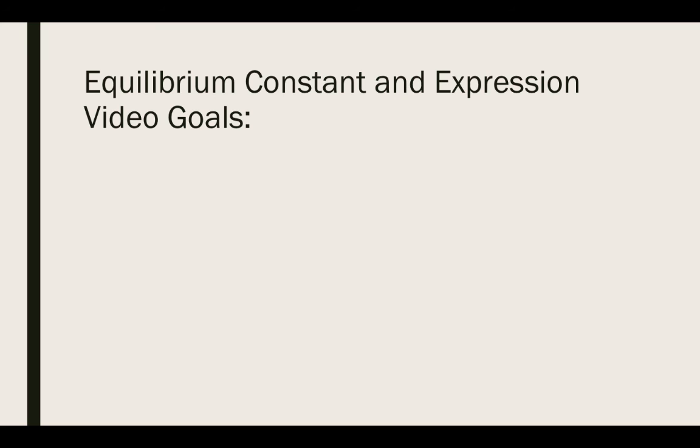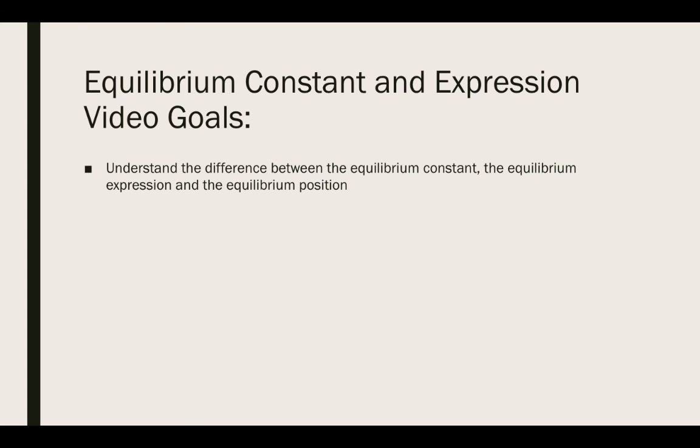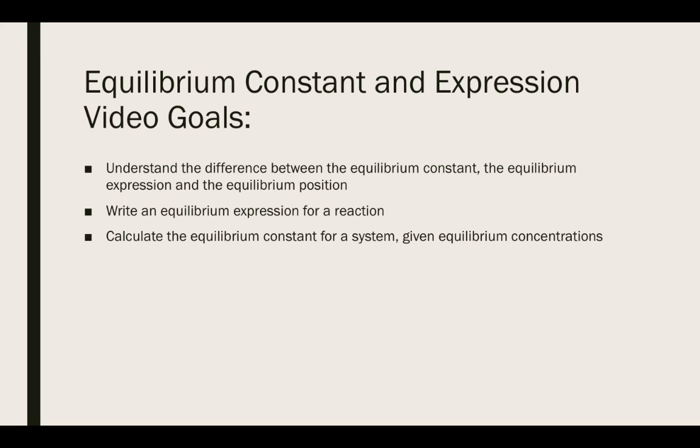That brings us to the end of this video. Let's review our goals. First, we looked at the difference between equilibrium constant, equilibrium expression, and equilibrium position. Then we looked at how to write an equilibrium expression for a reaction. Then we learned to calculate equilibrium constants for a system given equilibrium concentrations. And finally, we looked at the significance of the relative size of the equilibrium constant.